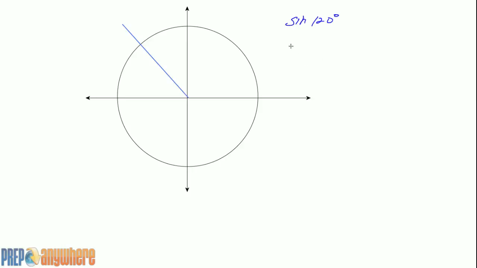So let's consider sine of 120. According to the definition, the value of sine of 120 is the y coordinate on that circle with this line. This line, by the way, is called a terminal arm. That's the official word, the label for it. So here's the rotation of 120 degrees.